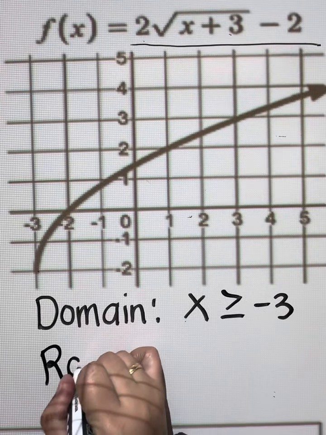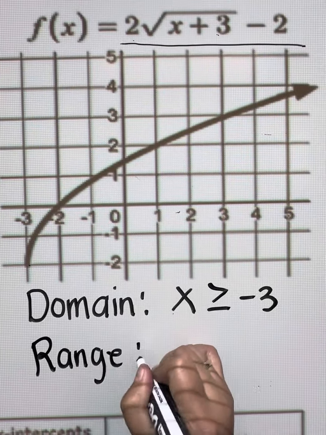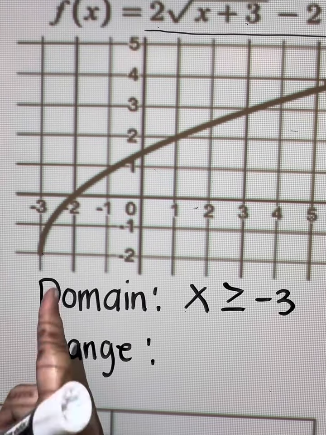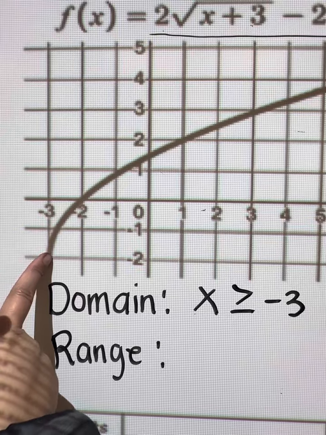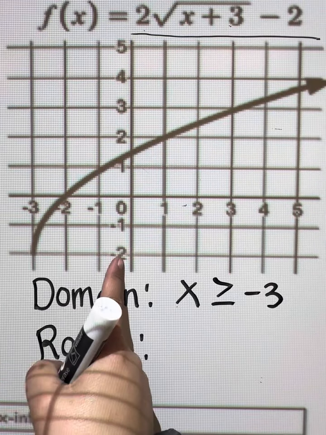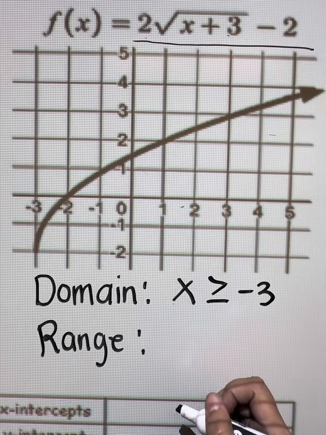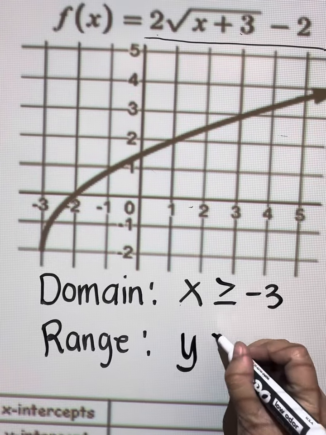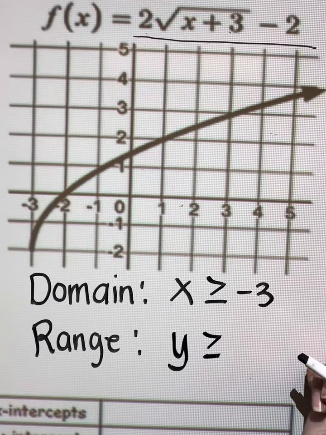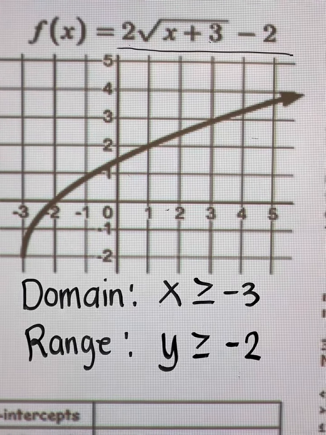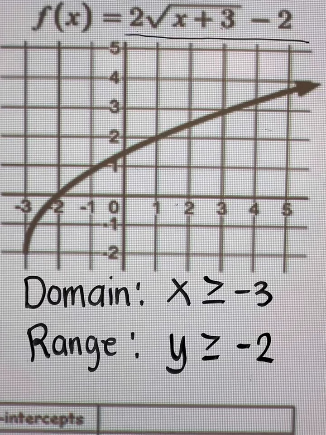And for the range, it's the interval for which the graph exists from bottom to top. So your graph starts from the bottom at y equals -2. And it goes to the top, right? So our range here is greater than or equal to -2. So that is how we write the domain and the range.